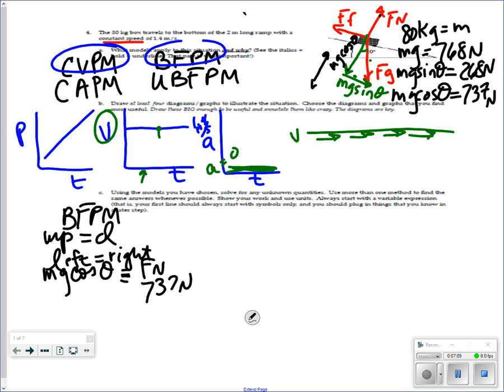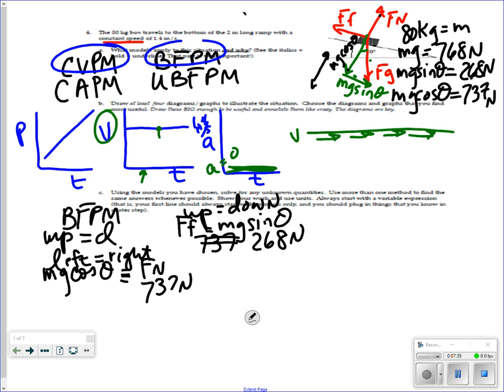All right, my up equals down, but I'm talking about up and down the hill. So friction is trying to go up the hill, and mg sine theta is trying to go down the hill. Both of those will be equal to 268 newtons. Nope, I looked at the wrong one at first. Alrighty, what else can I figure out?